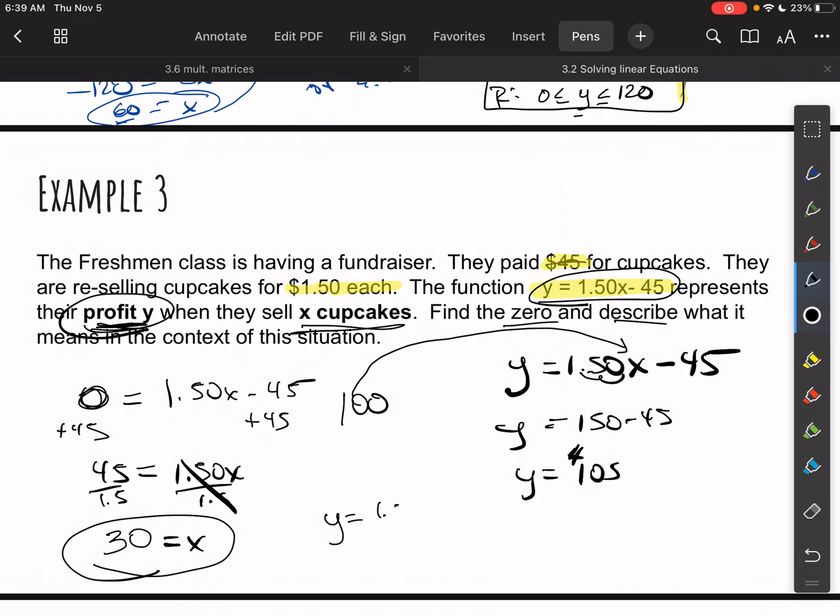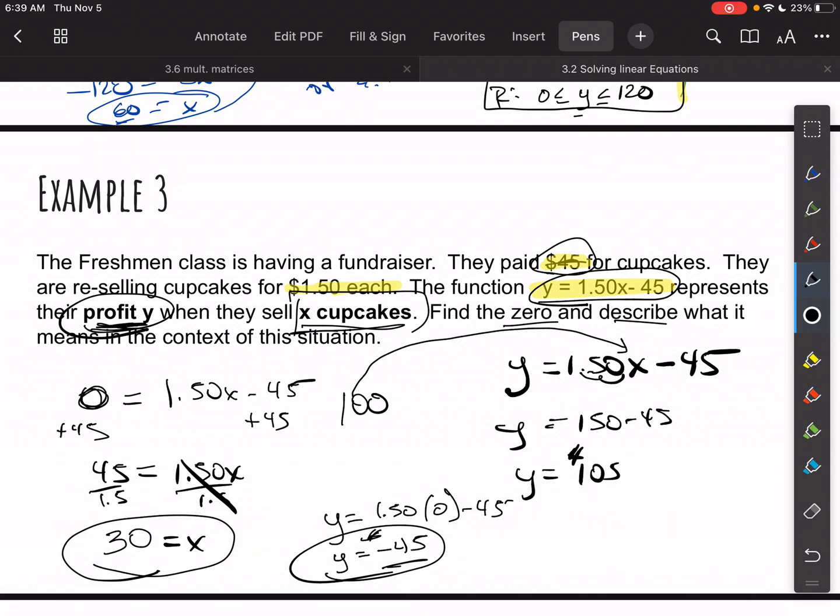What happens if you plug a 0 in for x? y is equal to 1.5 times 0 minus 45. This is essentially saying we didn't sell any cupcakes, right? x is representing cupcakes. So if we put a 0 in for x, what does y equal? y is equal to negative $45. So here's the deal. If we bought $45 worth of cupcakes and we don't sell any of them, we just lost $45, right? So that's what that means.